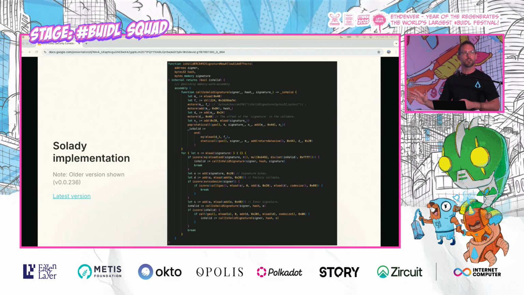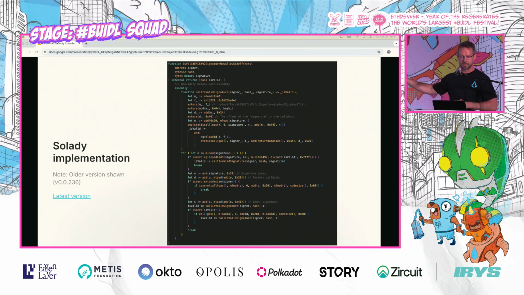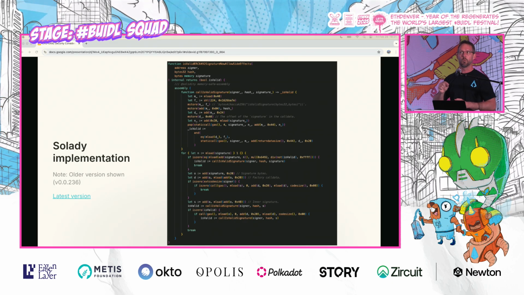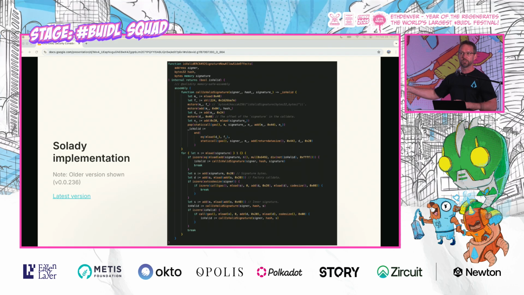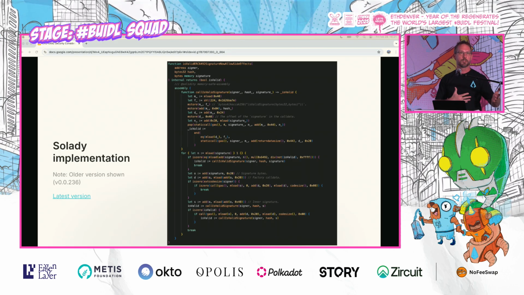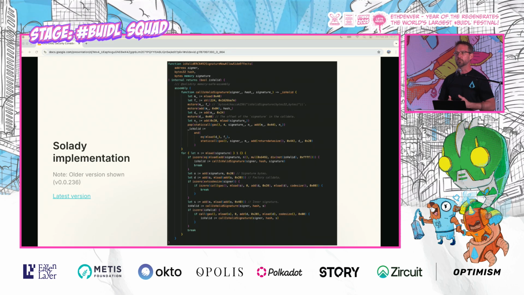Very important note here, this is an older version of the Solady library. They have updated this. This is taken from version 0.0.236. The current version is 0.1.9. So they have made a lot of changes to the Solady implementation. I'm using this because it's the one that I came across in the audit, and I think it was a little bit simpler to show how the 6492 flow works within the signature checker lib.